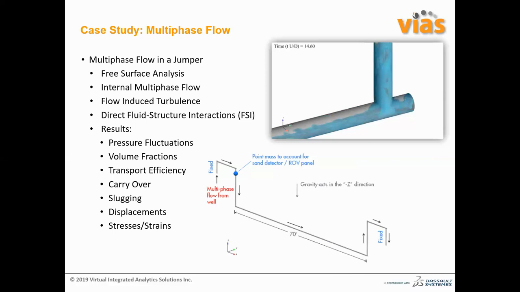So we can do a free surface analysis, internal multi-phase flow, fluid-induced turbulence, direct fluid structure interaction, and then some of the things that we'll look into, the pressure fluctuation, how it is creating the vibration and all this. So you can combine the input from the CFD and take it to the FEA and do a risk assessment like a fatigue life and all those things.